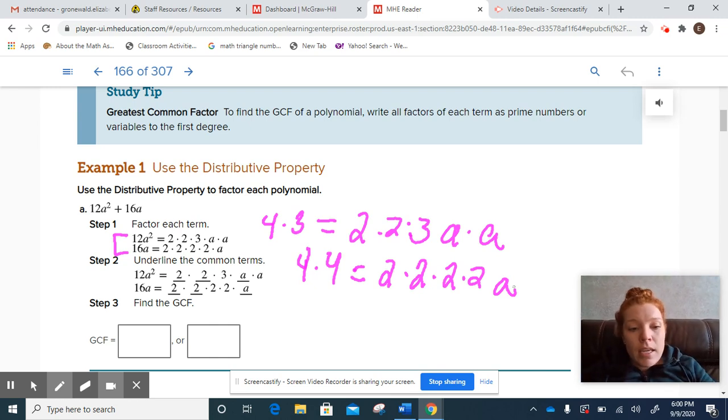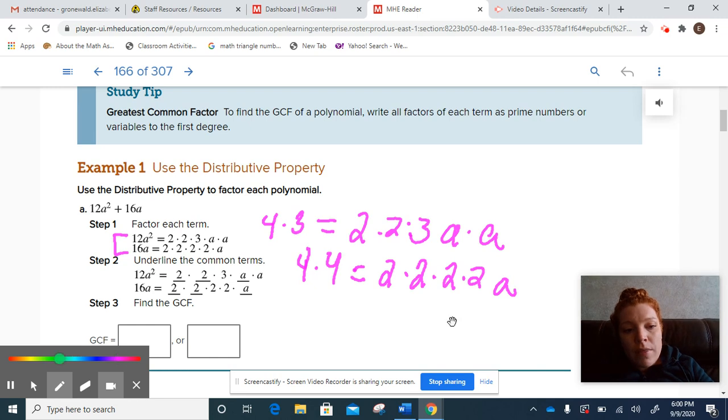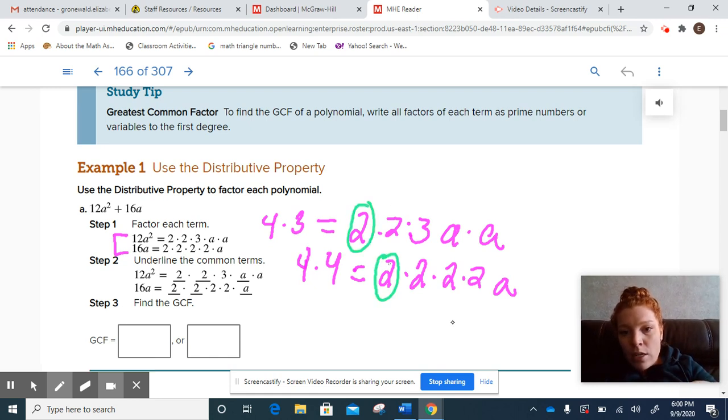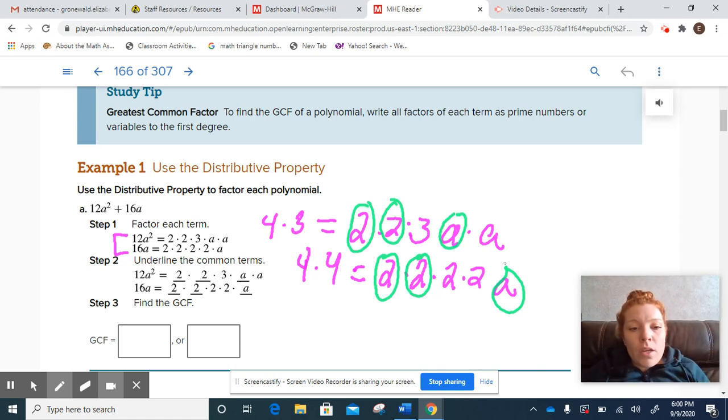So what they show you next is that they take things that they have in common. Out of both rows, they each have a 2. They each have another 2. And they each have an a. They have to have the exact same stuff, right? So we could say that the GCF is 2 times 2 times a. Or if you wanted a more simplified answer, that would be 4a.